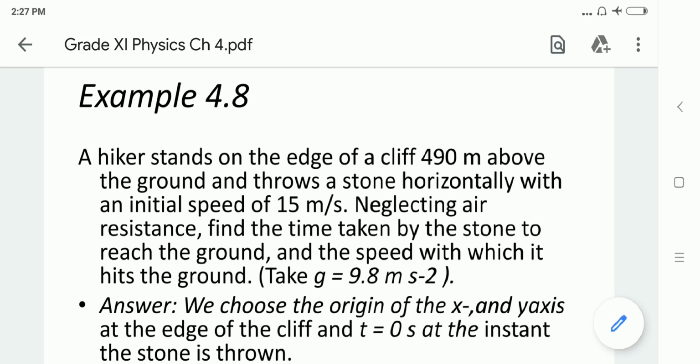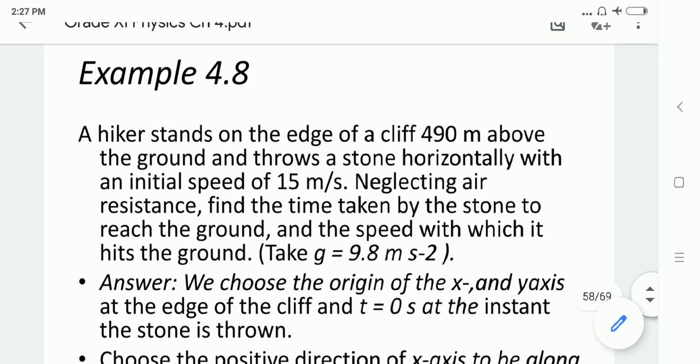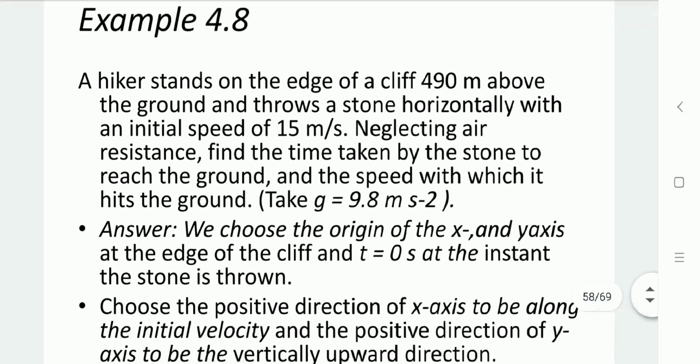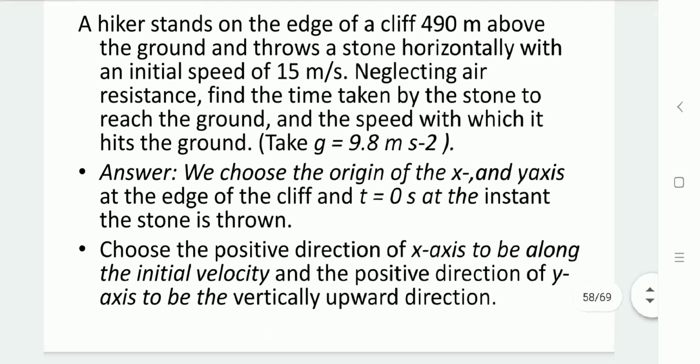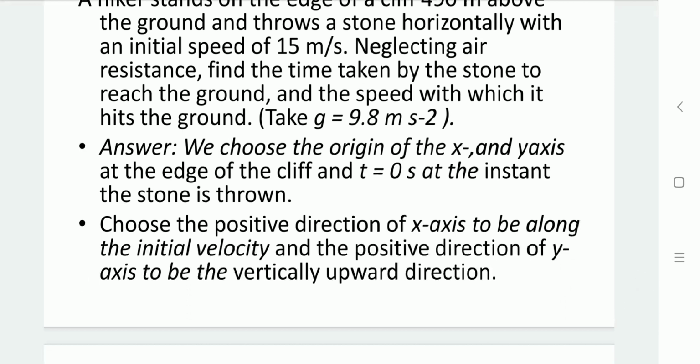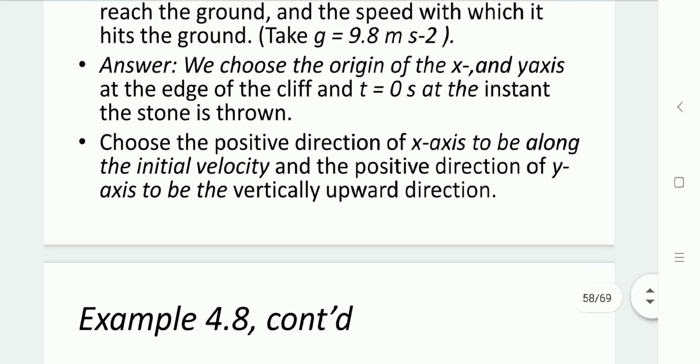Here x and y, both the directions have been chosen. Initial time t equals 0. At that time, the coordinates are x and y. Both the coordinates we have chosen positive, as the stone is moving upward, so positive y direction, and the long range has been taken in the positive x direction.